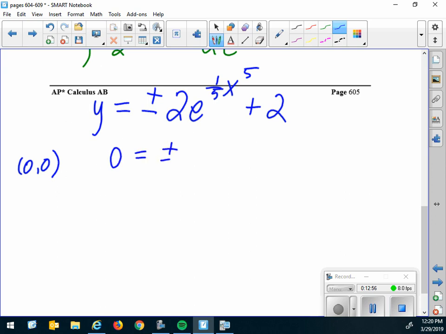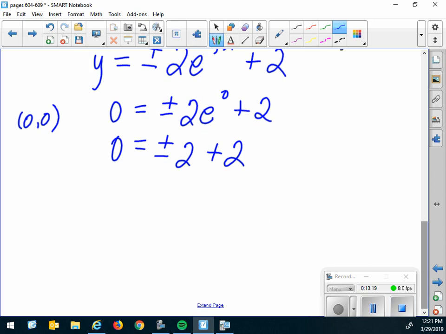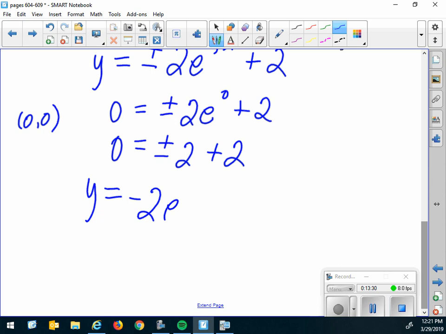0 equals plus or minus 2e to the, if x is 0, what's that exponent? What's e to the 0 power? 1. 0 equals plus or minus 2 times 1 plus 2. Which one works, the plus or the minus? The minus. So your answer is y equals negative 2 e to the 1/5 x to the 5th plus 2.